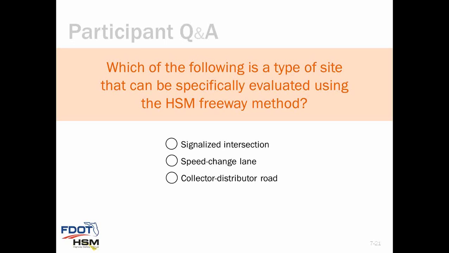Okay, so let's take a quick poll to see if everyone is connecting with some of the concepts that I've presented. Please indicate the one choice that correctly answers this question. Which of the following is a type of site that can be specifically evaluated using the HSM freeway method? A, signalized intersection. B, speed change lane. C, collector-distributor road.